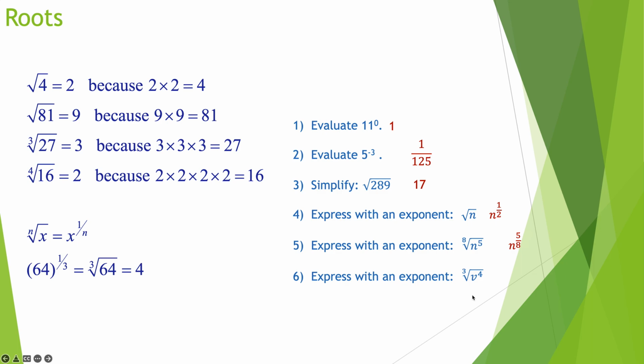It's a cool way if you're on a calculator and you want to find the square root of something. You could type in, for example, in number 3, you could type in 289, up arrow, the caret symbol, 1/2, and it would tell you 17. That's another way of saying square root.